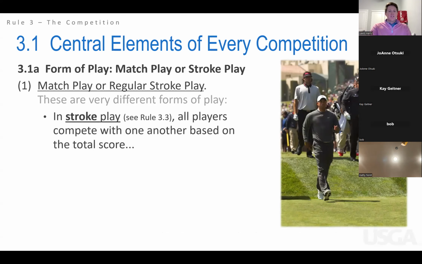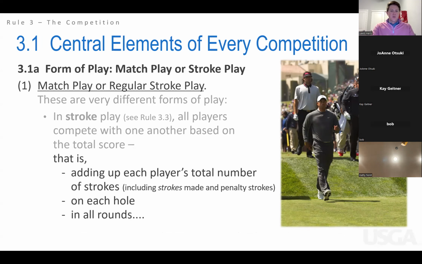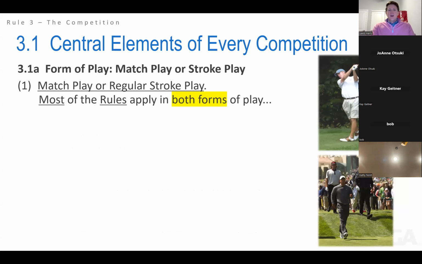We see a lot of the same things here. Match play, we already went over that. Stroke play, all players are competing with one another based on total score, adding up that total score. A lot of the same rules apply in both forms of play. When we look at the entire rule book, 1 through 25, a lot of the same rules are going to apply whether we're playing match play or stroke play. When we start diving a little bit deeper into each of those rules, there are going to be a few nuances between a lot of the sub rules that only apply in one form of play or the other.